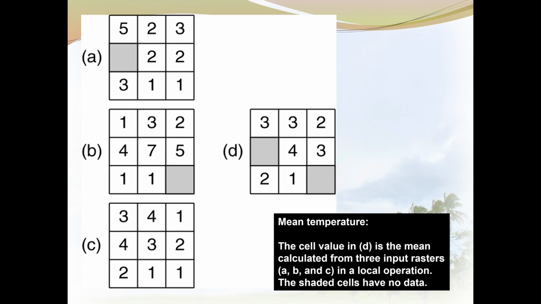If there is no data, then we just remain no data. So for example, 5 plus 1 plus 3, we have 9. 9 divided by 3, we get 3. 2 plus 3 plus 4, we have 9. 9 divided by 3, 3. Then 3 plus 2 plus 1, we have 6. 6 divided by 3, we get 2.